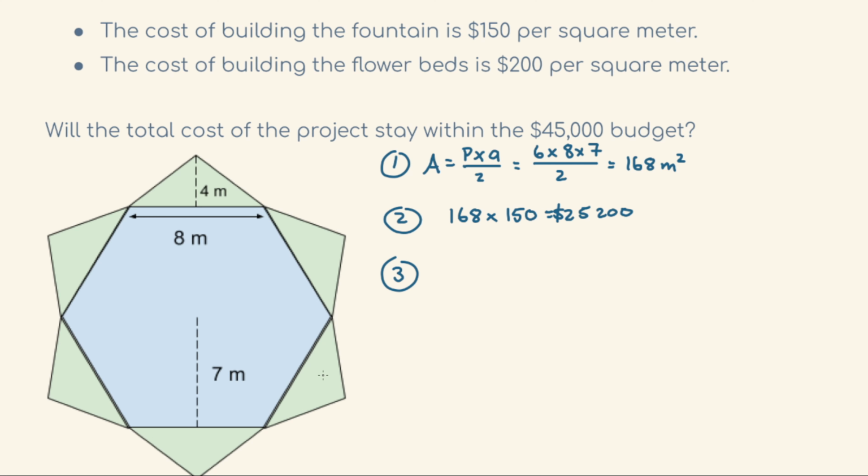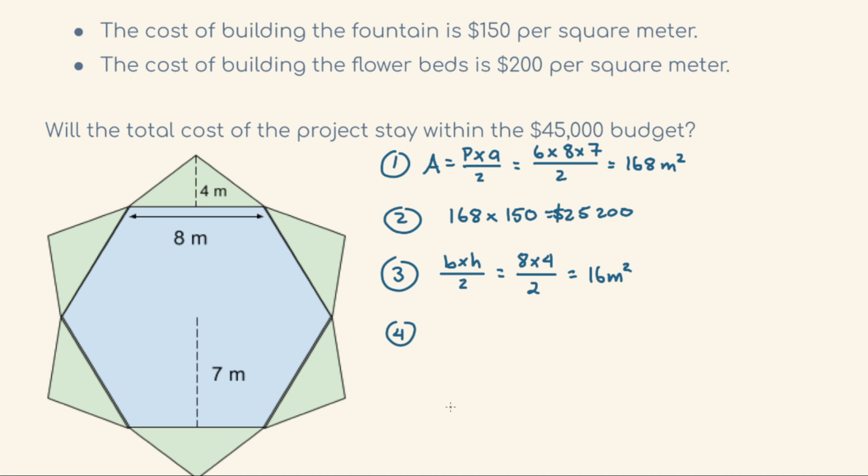Okay. Now step 3, let's find the area of all of those green triangular flower beds. Now because each of those green segments is identical, let's find the area of just one of those triangles and multiply it by 6. That's going to give me the area of all 6 of those triangles. Okay. So the area of a triangle, remember, is base times height divided by 2. So the base in this question is 8. The height is 4. So we're going to multiply that out and divide it by 2, and that's going to come out to 16 meters squared.